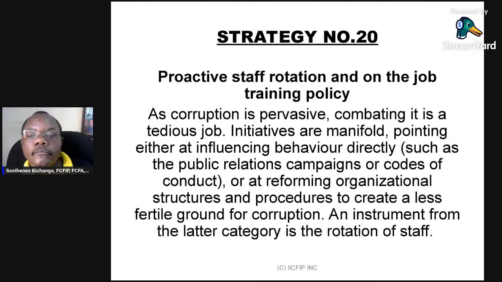I am recommending that organizations must have in place a proactive staff rotation or on-the-job staff training policy. I am discussing how this will help deter, prevent, and detect fraud or corruption in business organizations as well as non-profits. Staff sharing responsibilities.